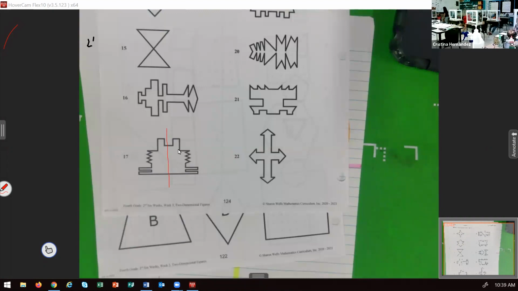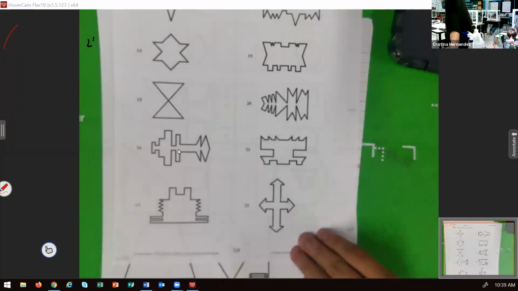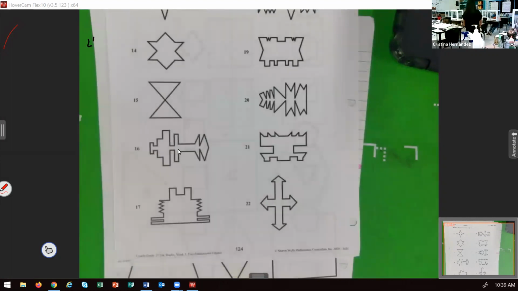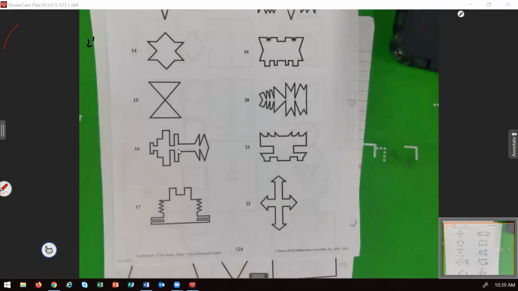Let's get 17. Some of y'all I see are using your pencil. Put your arm in your shirt or your ruler. What are we on? 19. At home, how many lines of symmetry do you think 19 has? I think it has one, like 17, like right there, straight in the middle, down.